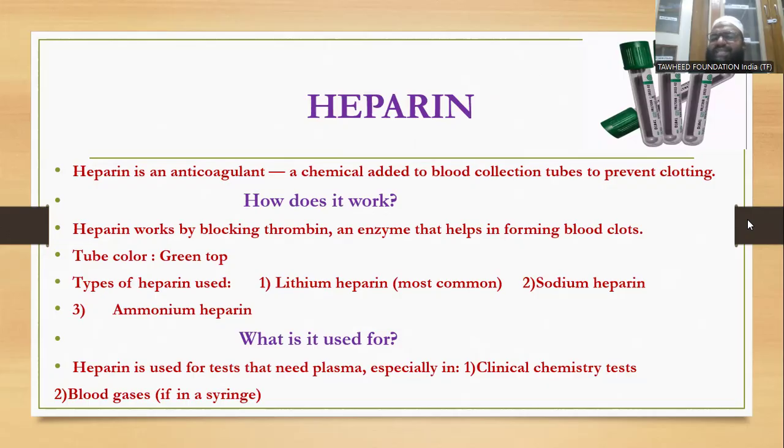Types of heparin used: one is lithium heparin, most commonly used, and the second one is sodium heparin. The third one is ammonium heparin. What is it used for? Heparin is used for tests that need plasma, especially in clinical chemistry investigations, and blood gases if it is collected in a syringe. So the main function of heparin is to block thrombin, and it is used in clinical chemistry investigations as well as in blood gases if collected in a syringe.